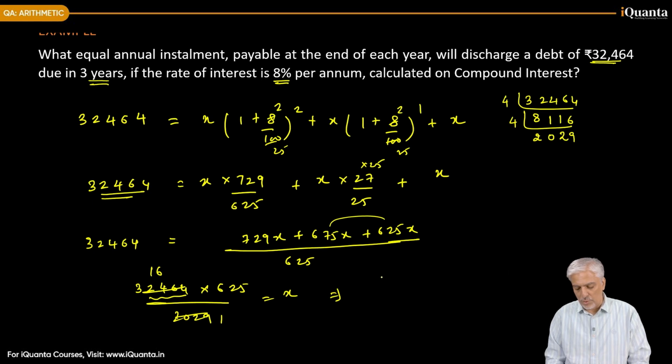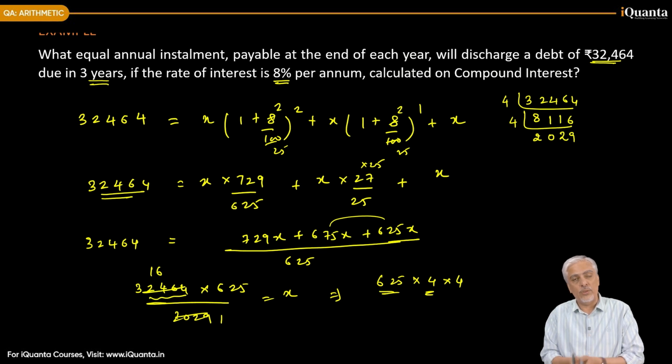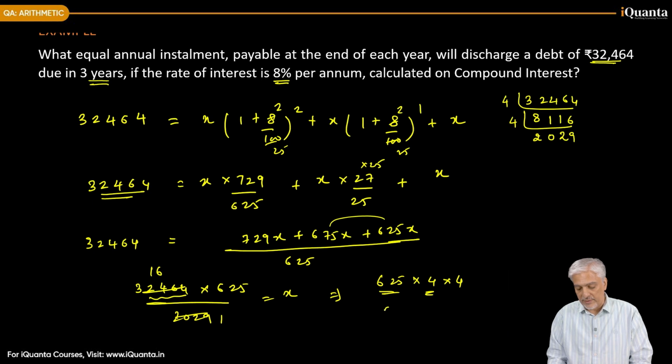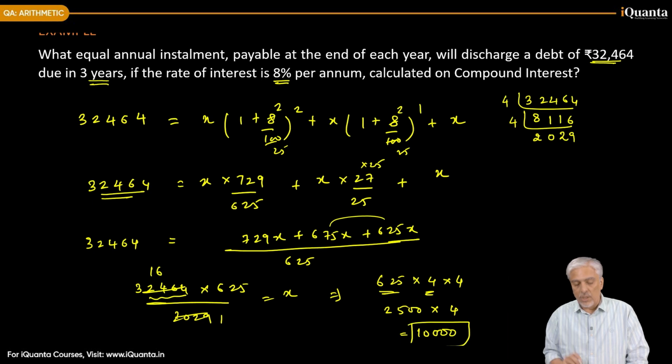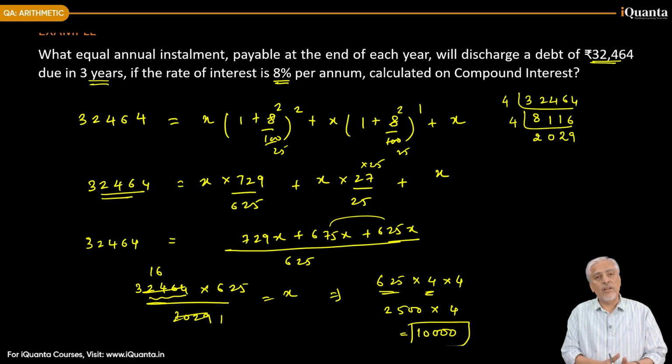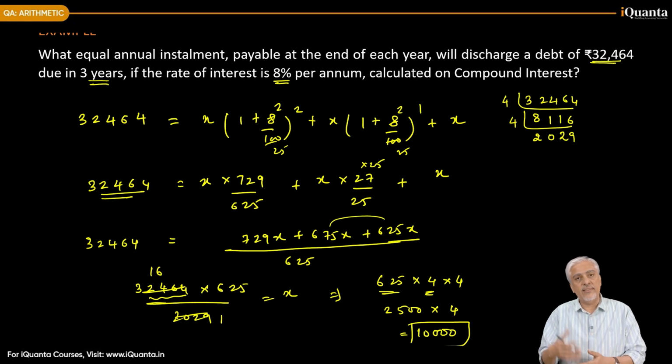Now just pay attention to how I would do 625 into 16. So I would put it as 4 into 4. 625 into 4 is easy to do. Double of 625 is 1250. Double of that is 2500. So it's 2500 into 4, which is 10,000. Just look at the last calculation bit. Let's make life easy a little bit. 1250's double is 2500 and 4 times of that becomes 10,000. So the installment which I have to pay over here is 10,000 rupees.